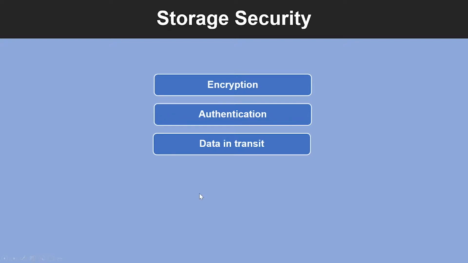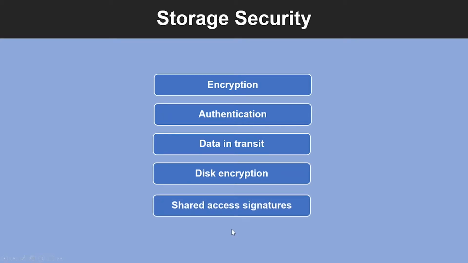The next way to secure your data is using disk encryption. Operating systems and data disks used by Azure virtual machines can be encrypted using Azure Disk Encryption. The next one is shared access signature. Delegated access to the data object in Azure Storage can be granted using shared access signature.